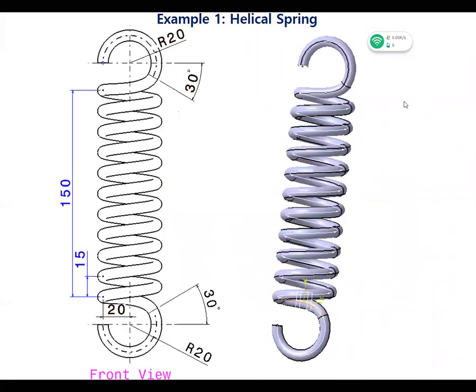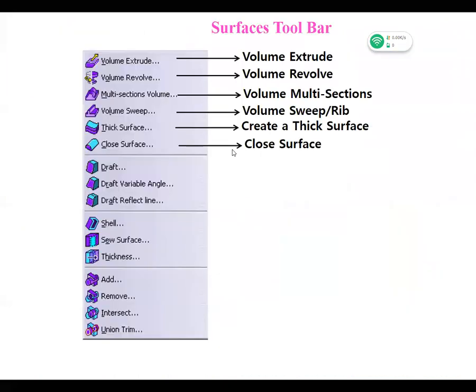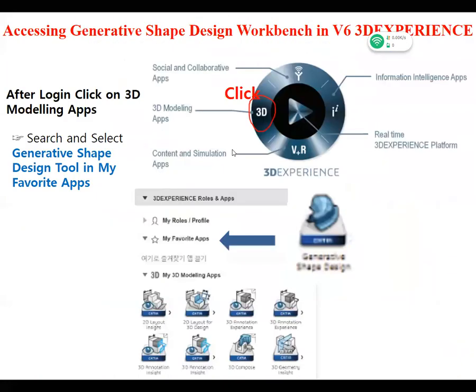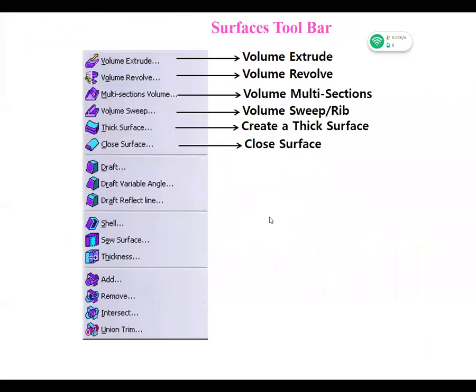So let's get into the details. First I will teach how to work with the helix tool, the spiral tool and the connect curve tool. After giving an idea of how to use these tools, we will make the helical spring and spiral spring. First we need to create the helix.